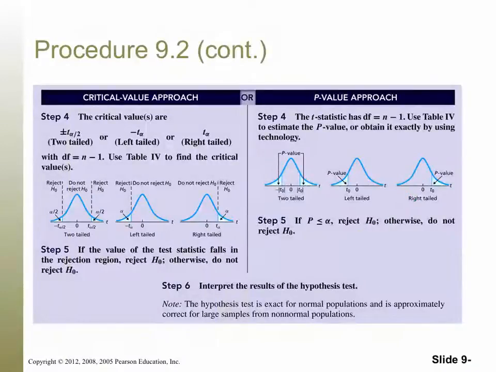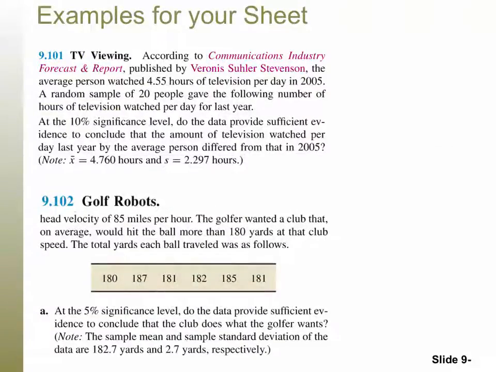So let's do an example. Let's do TV viewing. Okay? So we'll do this for your notes. This is not for the sheet. So we'll do this for the notes together. Okay? So it says a random sample of 20 people. So our n is 20.